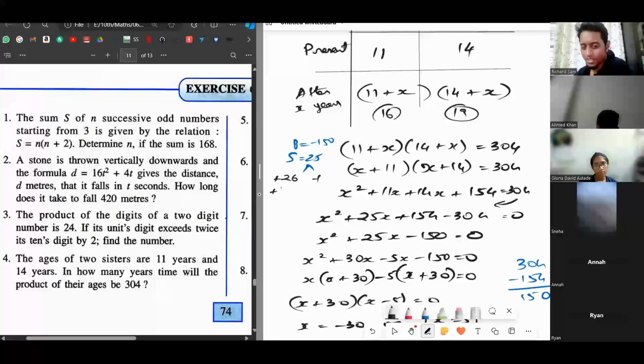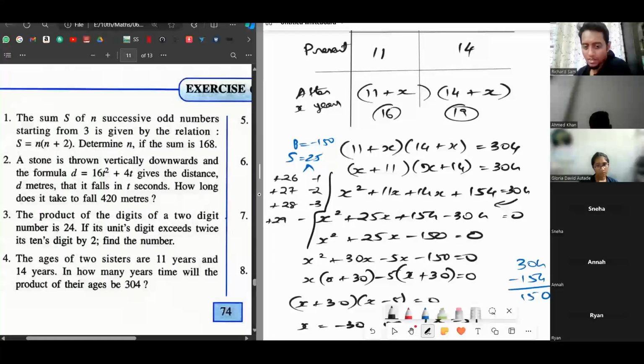So the next number after 26 is 27. And here you have to put minus 2 because 27 minus 2 is 25. But then you multiply and check. Are you getting 150? No. So you keep going like this. 28 and minus 3. Then 29 and minus 4. As you're doing this, keep multiplying and checking whether you're getting 150. Next one is 30 and minus 5. So here we see that 30 into 5 is 150.